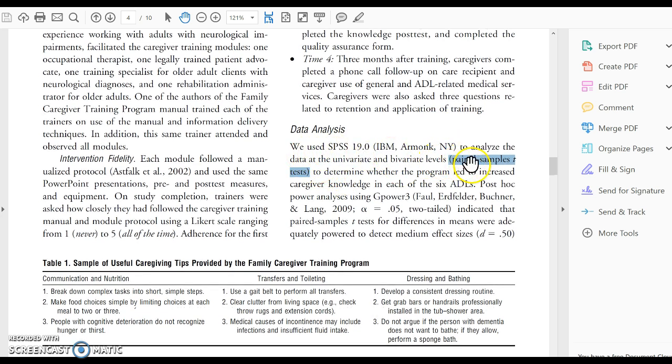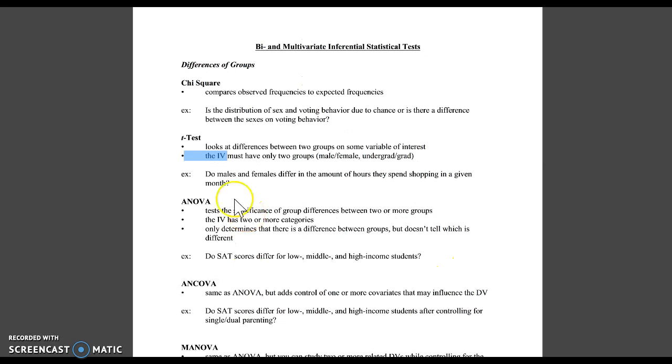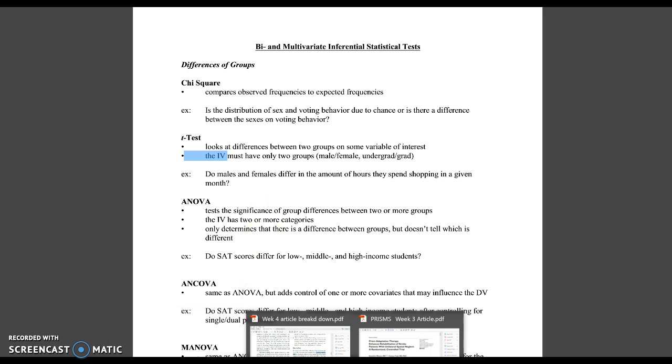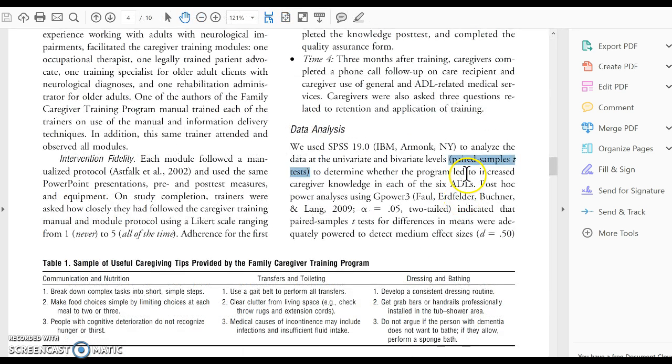They used a paired samples t-test, and a t-test, again, is used to look at the difference between two groups of some variable of interest. Okay, this t-test is a very common statistical tool, and there are different kinds of t-test, which this doesn't go into description of, but let's talk about it. We know that there's an independent unpaired t-test and a paired t-test, and here they specifically tell us that they used a paired t-test. This is important. We need to know that. All right, now let's talk a little bit about a paired t-test.